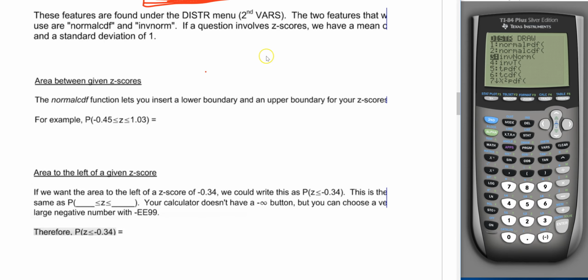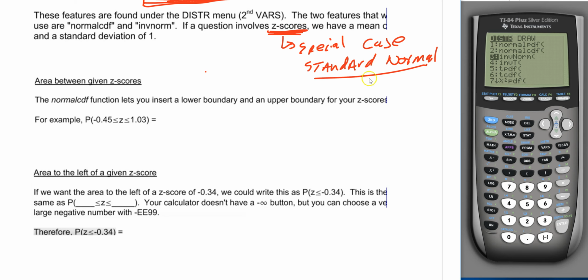So first thing a student first wants to know is z-scores. Remember, z-scores is a special case. We call that the standard normal. Right, so again, if they say z-scores or they say standard normal, that's a special case. It means your mean is 0 and your standard deviation is 1. So it's a special case.